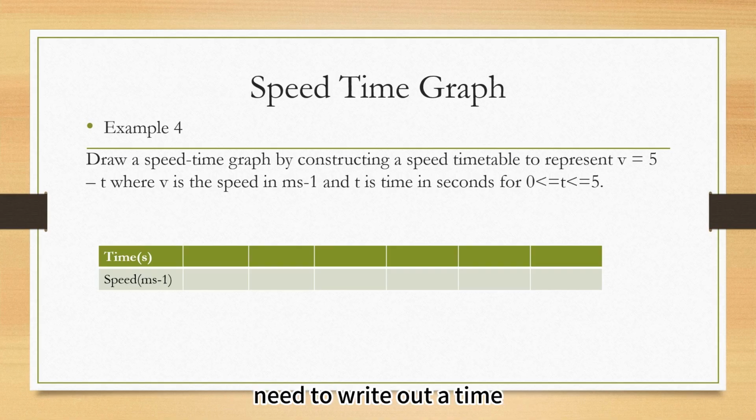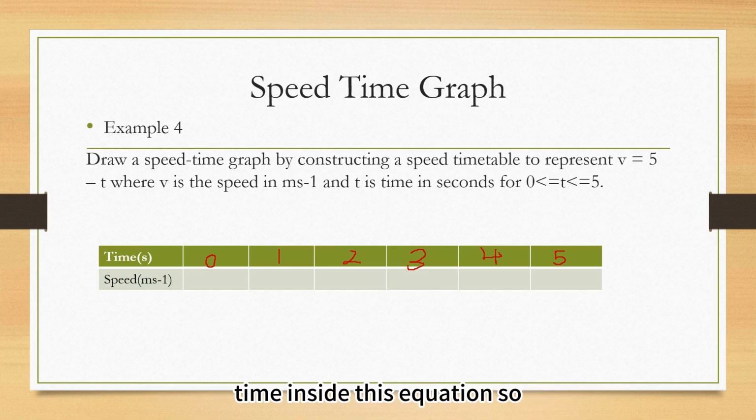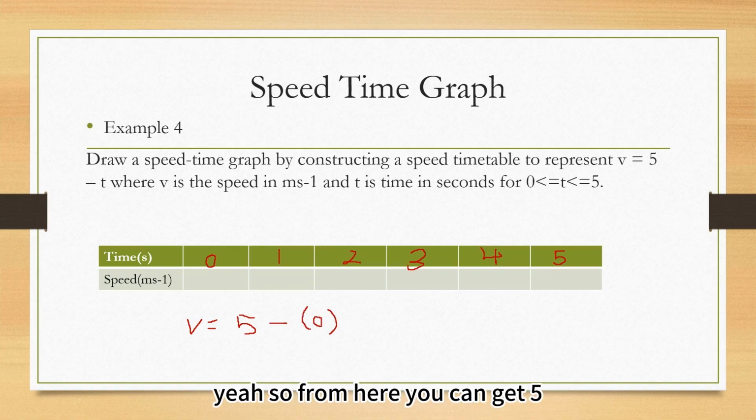Since the duration is 0 until 5, we write out the time: 0, 1, 2, 3, 4, 5. How do we find the speed? Same as the previous distance time graph, we just need to substitute the time into this equation. So v is equal to 5 minus t. So we substitute like this, 0. From here we can get 5. Then we just repeat the step by step. So we will get 5, 4, 3, 2, 1, and 0.